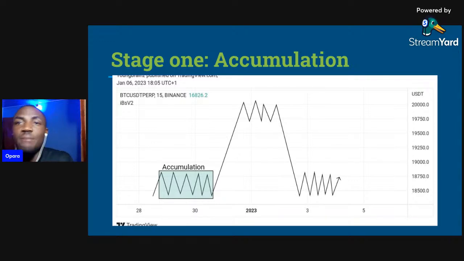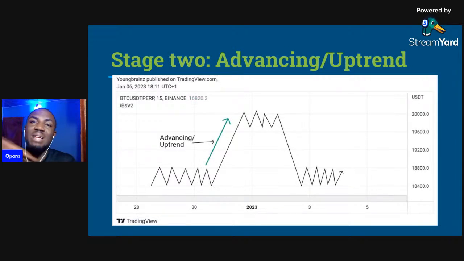So after the accumulation, what happens next? The market enters into an advancing stage, an uptrend. This is the stage where people say the market is pumping. This is what we call the bull season. The market is pumping and everybody's happy, everybody's excited. When we get to the market psychology part, you're going to enjoy it and get used to the psychological components that come into play at each of these stages of the market. The advancing stage is characterized by an uptrend.